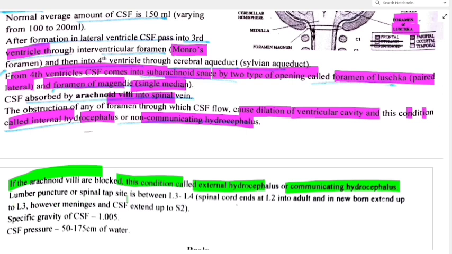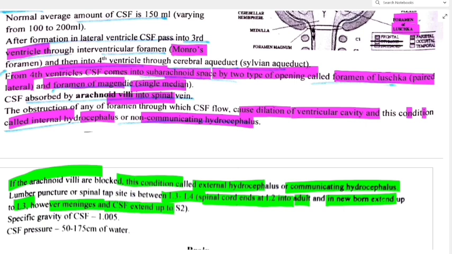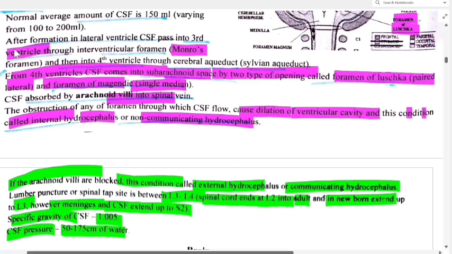Lumbar puncture or spinal tap site is between L3 L4. Spinal cord ends at L2 in adult, and in newborn extend up to L3. However, meninges and CSF extend up to S2. Now specific gravity of CSF, that is 1.005. And CSF pressure, that is very important question for exam purpose, that is 50 to 175 centimeter of water. Specific gravity is 1.005. CSF pressure is 50 to 175 centimeter of water.